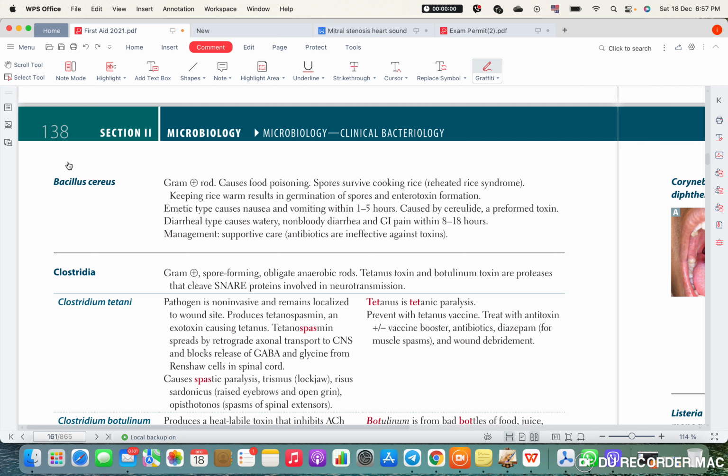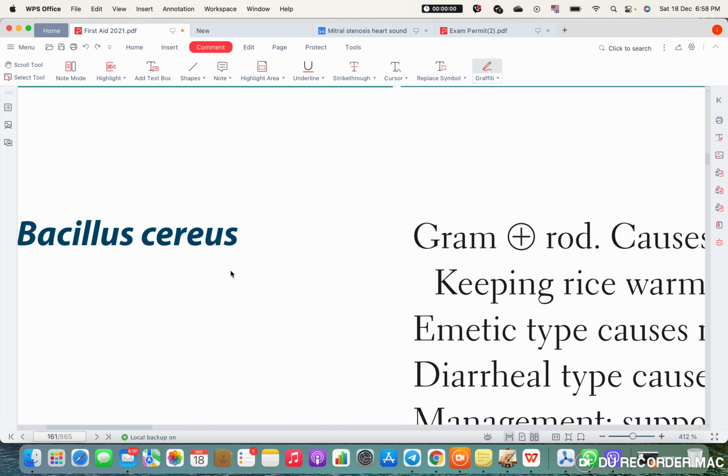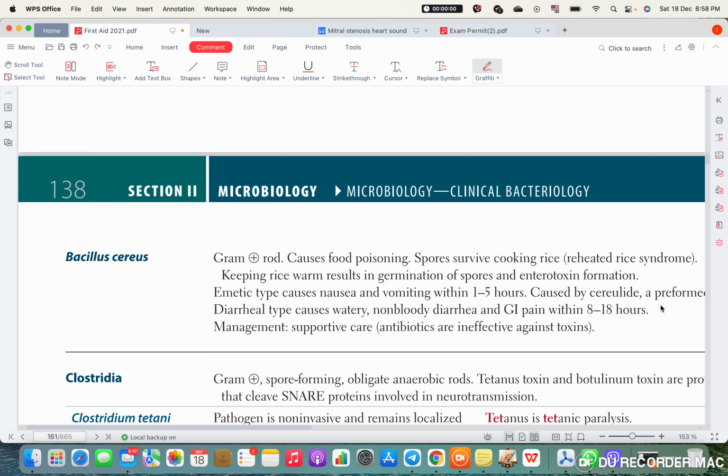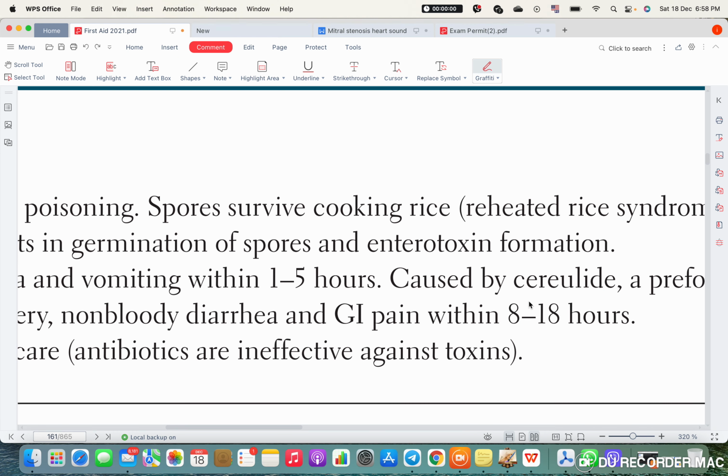So, most common type is actually the emetic type. Yes, it's self-limiting. In the emetic type, they eat the rice, and they have this ridiculous amount of vomiting. You must know which substance is leading to the toxicity. Obviously the toxin, but you need to know the name of the toxin. So it's Bacillus cereus. The toxin name is cereulide. Please know the name.